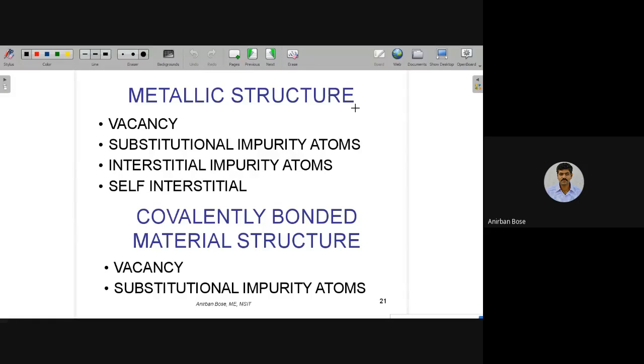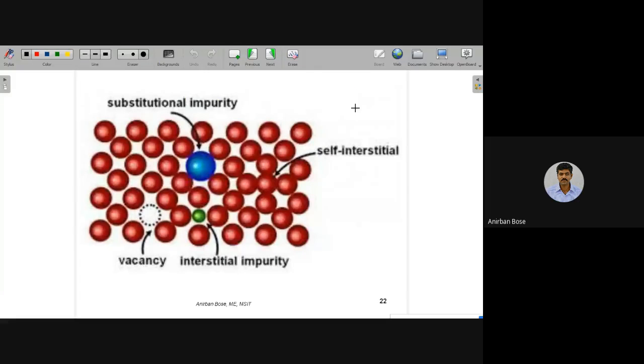So in metals and alloys falling under this kind of bonded structure, you will find vacancy, substitutional impurity atom, interstitial impurity atom, and self-interstitial. These are the important different kinds of point defects you will find. So let us see one by one. We are now discussing metals and alloys. Generally, in case of metals and alloys, you will find this kind of point defects.